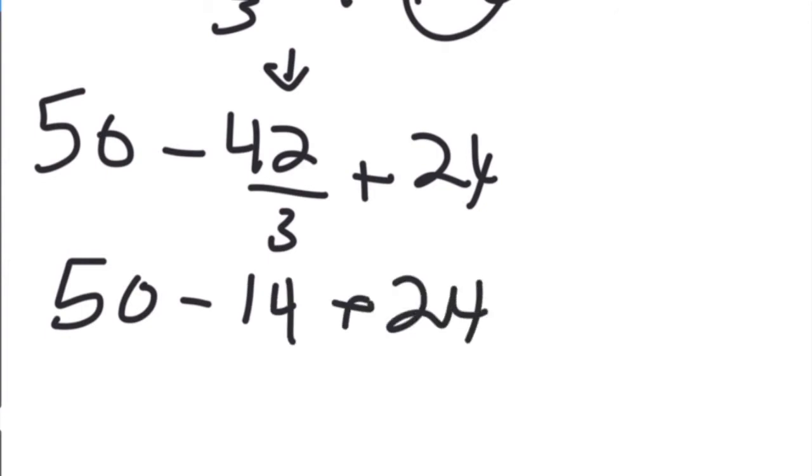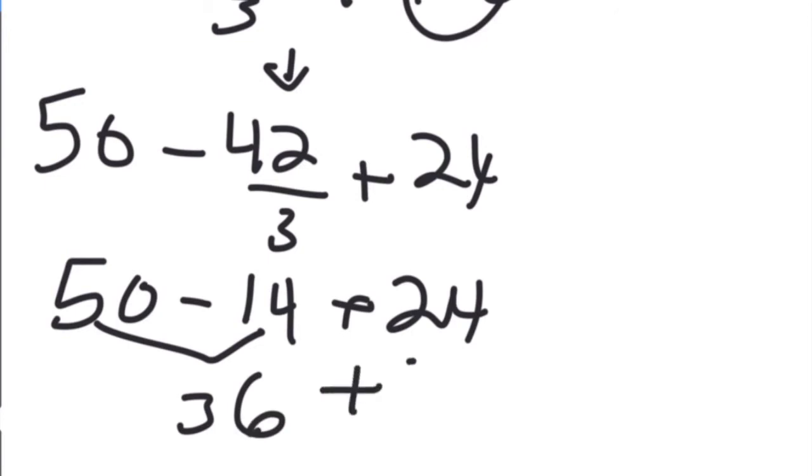Now according to PEMDAS, we just go left to right because we have minus and plus. So 50 minus 14 is going to be 36. Then we have plus 24. 36 and 24 would be 60. So your answer would be 60. You really need to take your time and go step by step, and you need to put them in order.